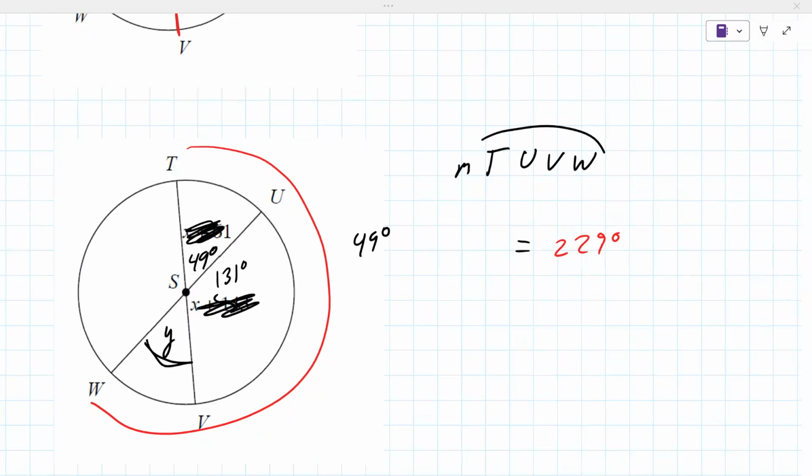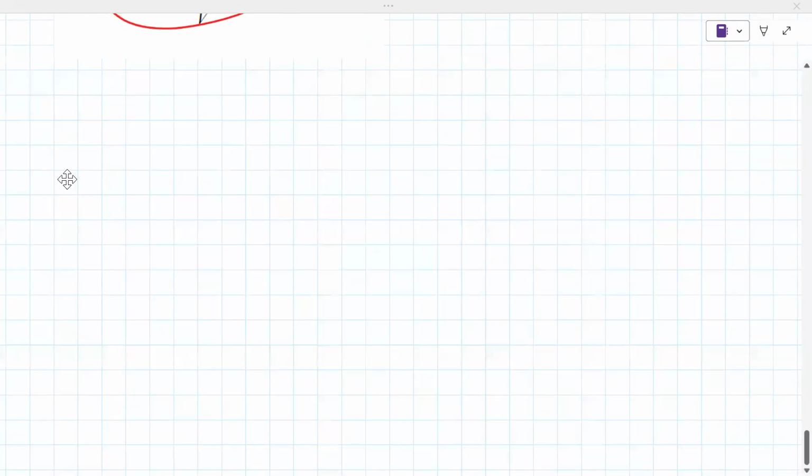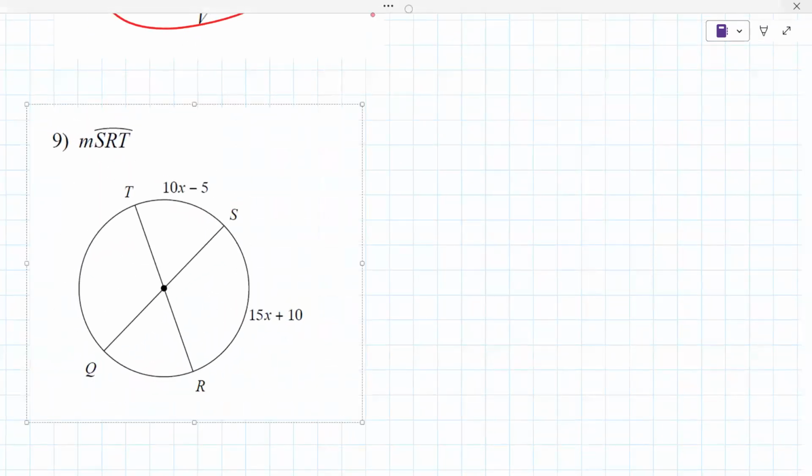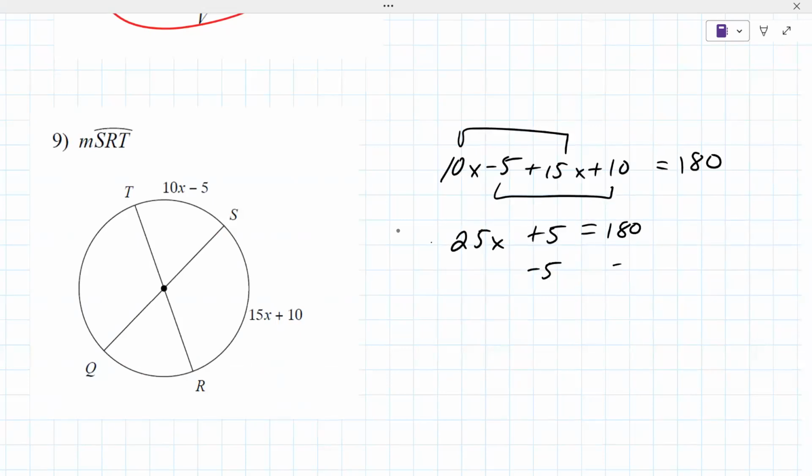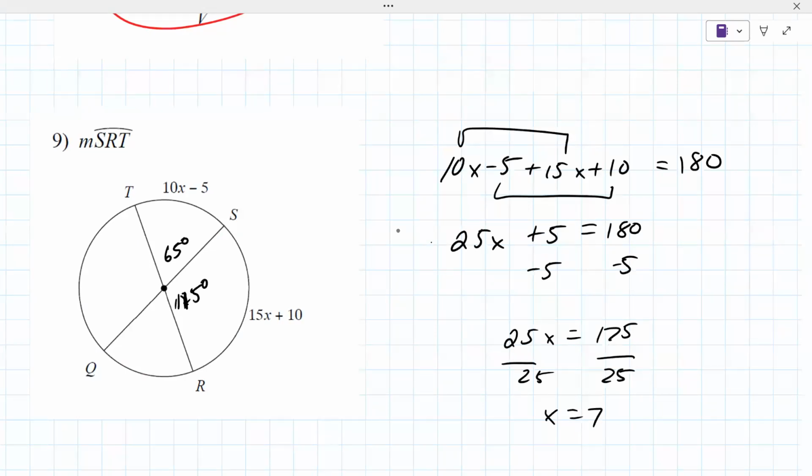I'm going to throw this problem here at the end in case you want to look at it later. It's the same idea: 10x minus 5 plus 15x plus 10 equals 180. You combine like terms, 25x plus 5 equals 180, subtract 5, 25x equals 175, divide by 25, x equals 7. You put that in here, you get 65 degrees and 115 degrees for the other one.